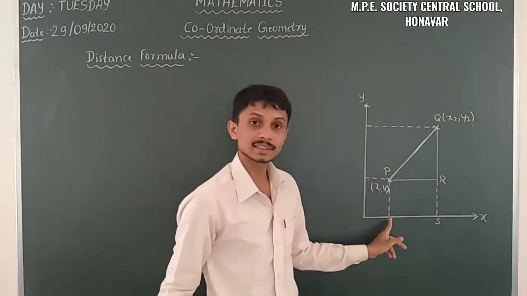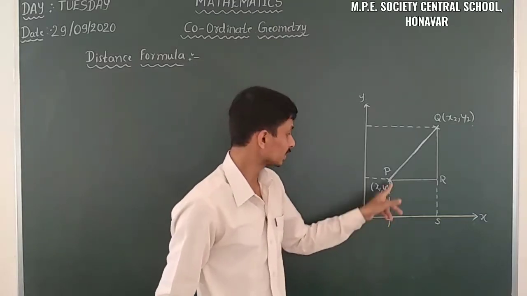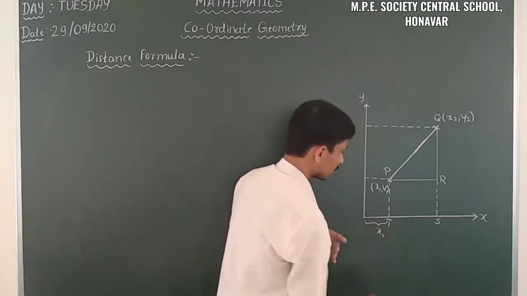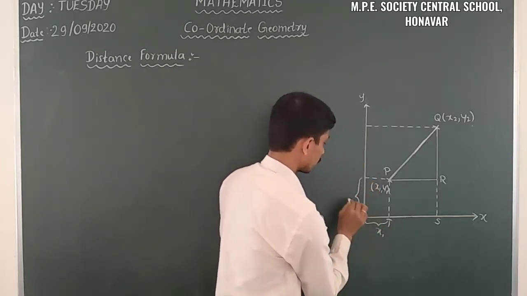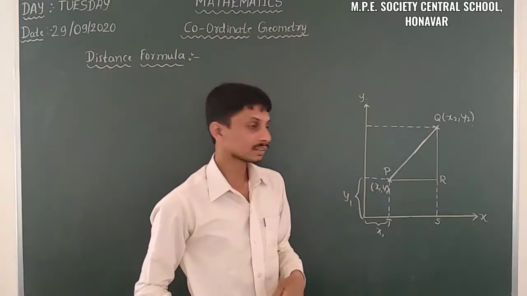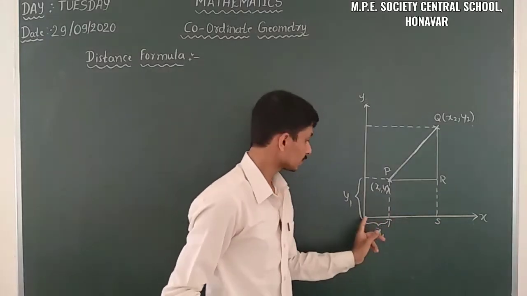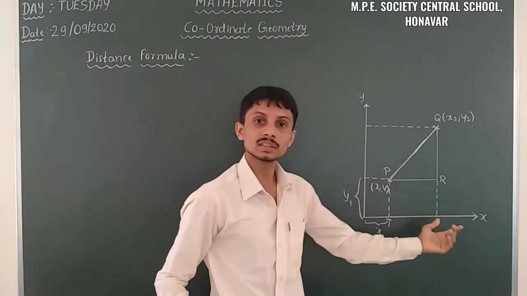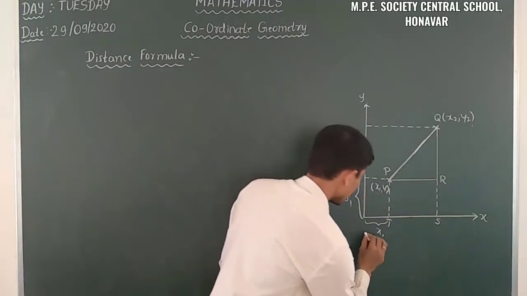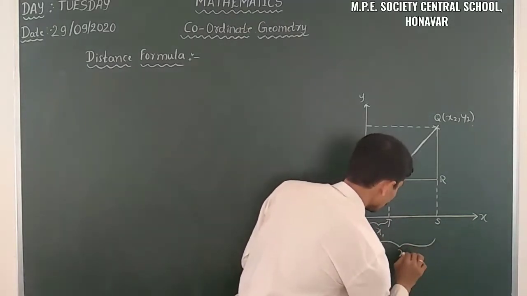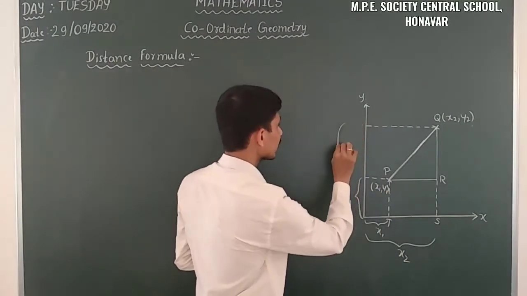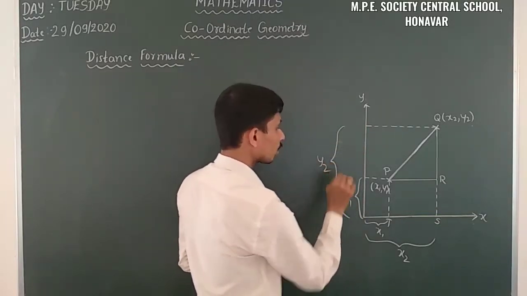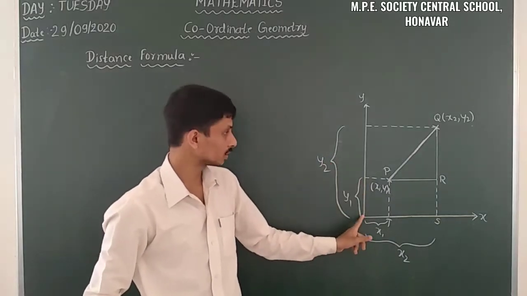So I will take this distance as x1. This distance is x1 and this distance is y1. Then here, from this up to S, we have x2. That means here is the point, so from the origin it has a distance of x2 here. So that's why I will take this as x2, and here this distance as y2, because it's the distance from the origin.